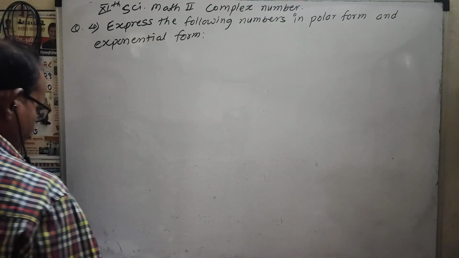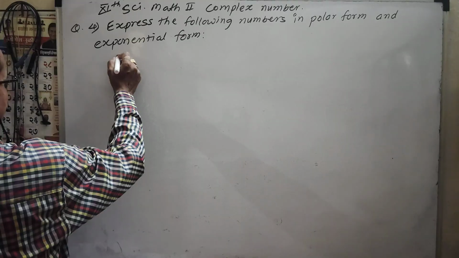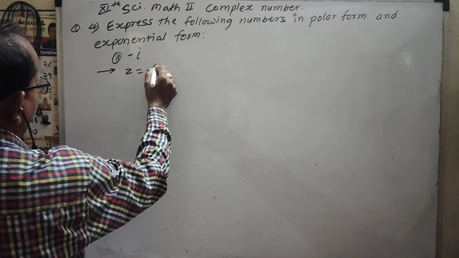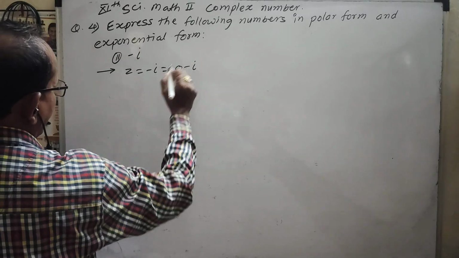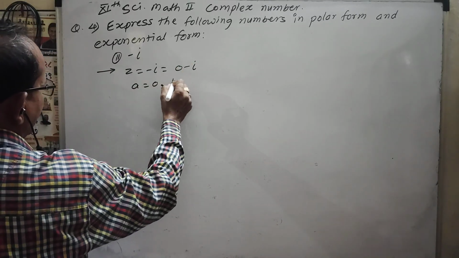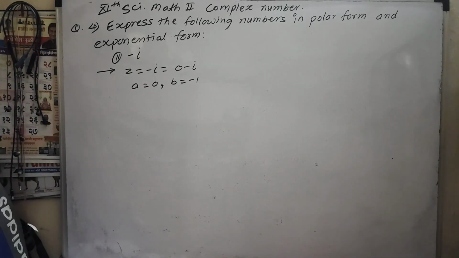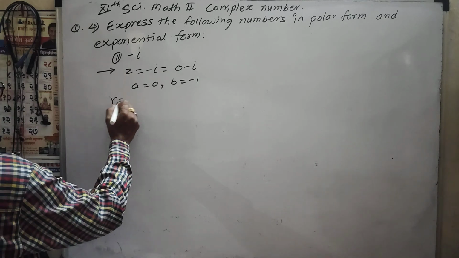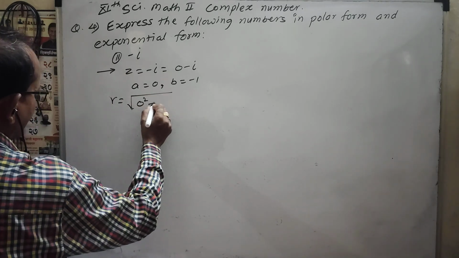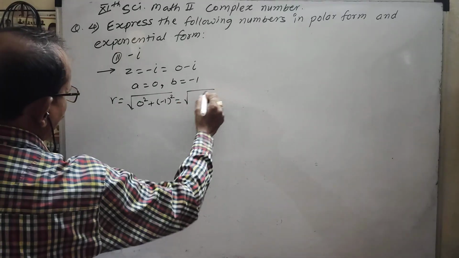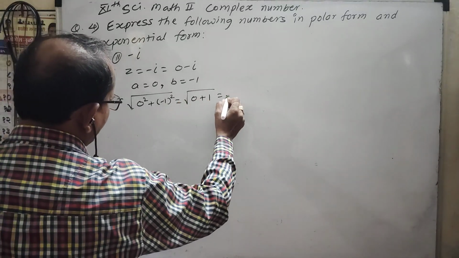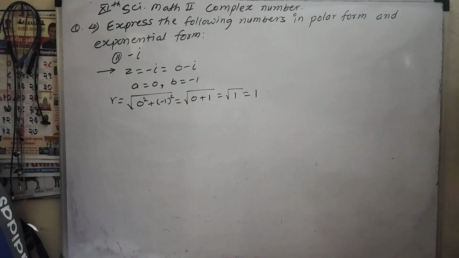Now second example is minus i. z is equal to minus i, can be written as 0 minus i. a is equal to 0 and b is equal to minus 1. Hence r is equal to root of 0 square plus minus 1 square, which is 0 plus 1, which is 1. r is 1 here.